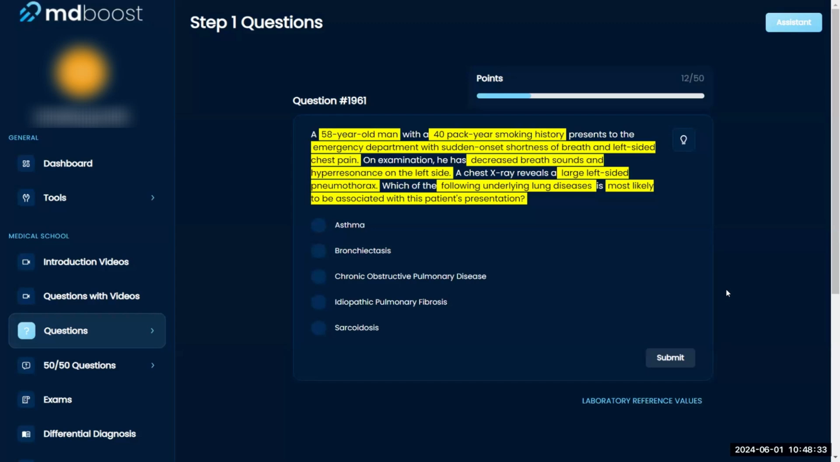Okay. Well, it's not going to be asthma because we're not going to have a pneumothorax with asthma. Let's see. Sarcoidosis, idiopathic pulmonary fibrosis, chronic obstructive pulmonary disease, and then bronchiectasis. So chronic obstructive pulmonary disease is definitely a symptom of smoking.